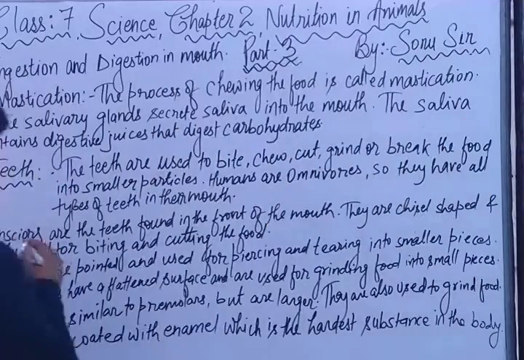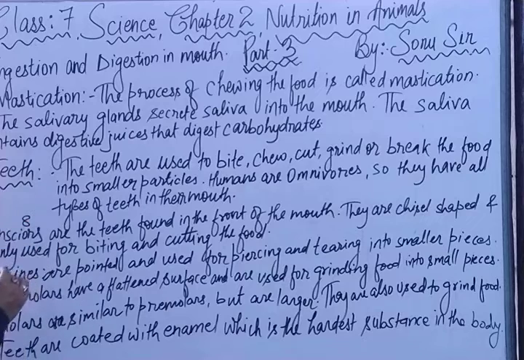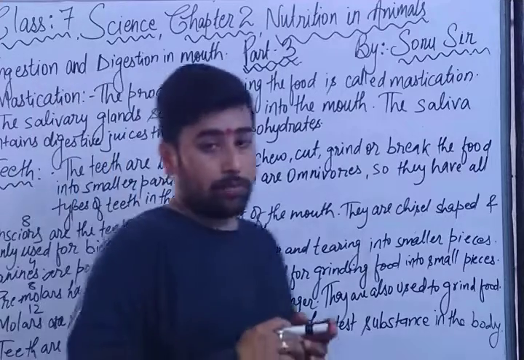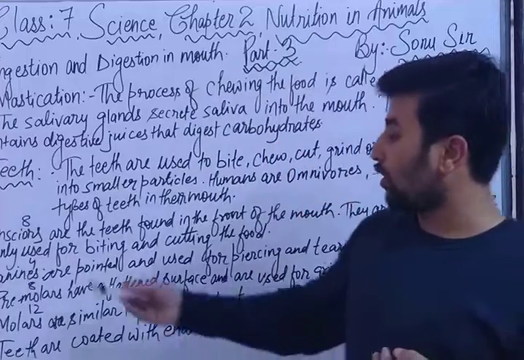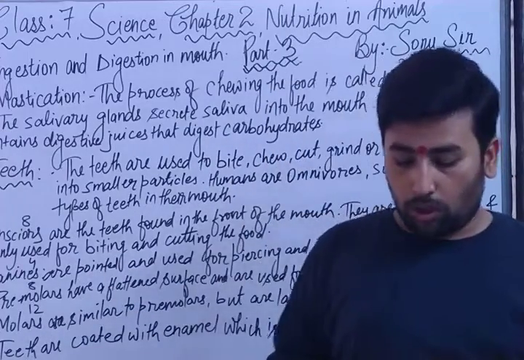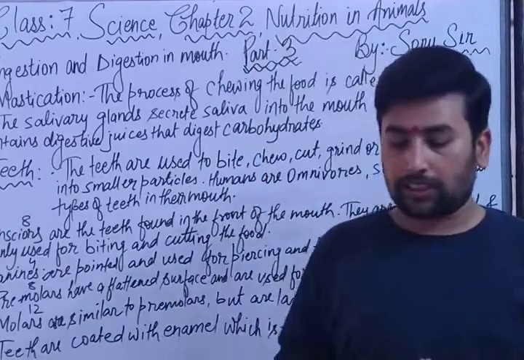Remember this. The number of incisors is 4 to the 8. The number of canines is 2 to the 4. The number of premolars is 8. And the number of molars is 12. 12, 8, 20, 20 and 4, 24 and 8, 32. But remember, this is in both jaws, upper jaw and lower jaw. So these were the different types of teeth present in humans.